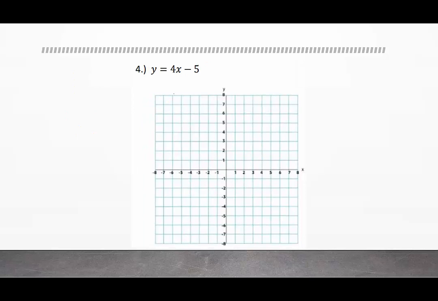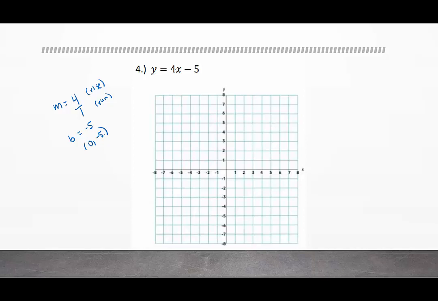Question 4, we have y equals 4x minus 5. So again, we're given a slope that's an integer. I don't really want a slope that's an integer, so I'm going to put 4 over 1 to give me that rise over that run. And then what is my y-intercept? My y-intercept is -5, so that's the ordered pair, 0, -5.